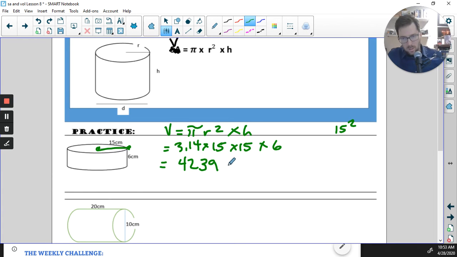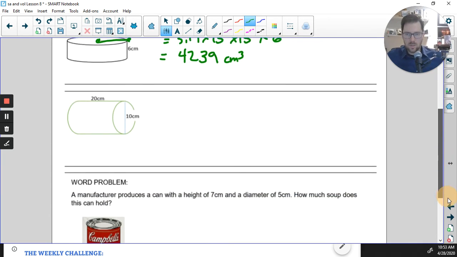4,239. What are we in? Centimeters cubed. Okie dokie. So let's scroll into the next one.